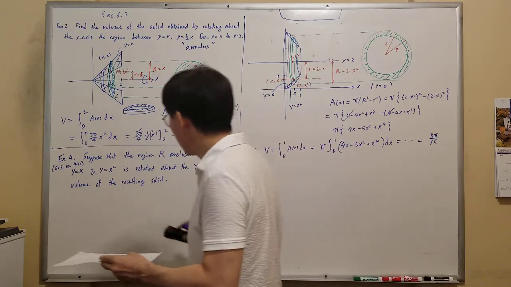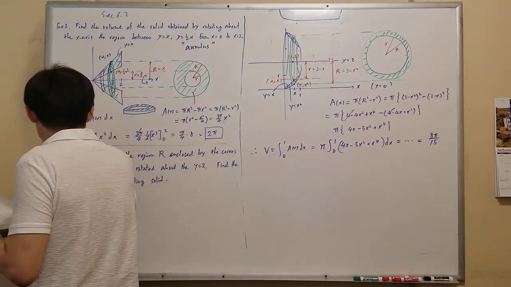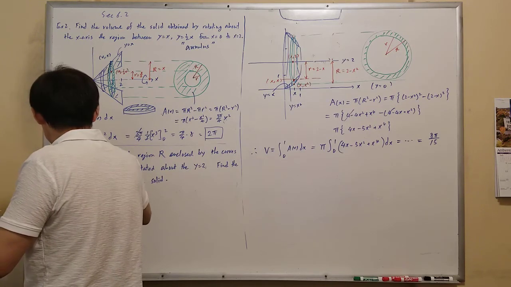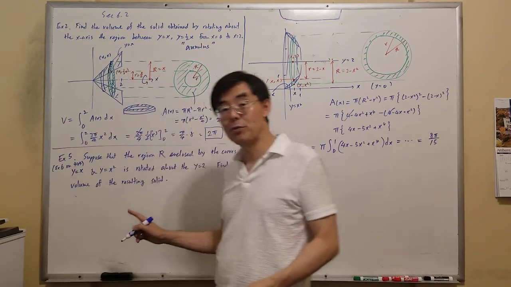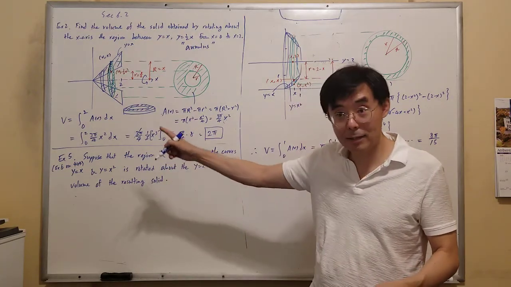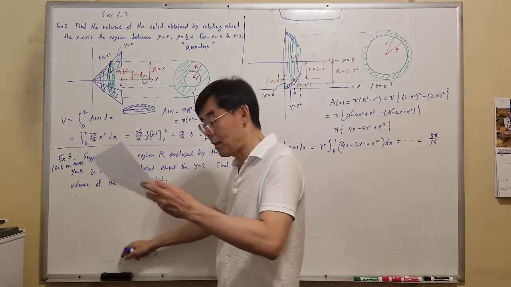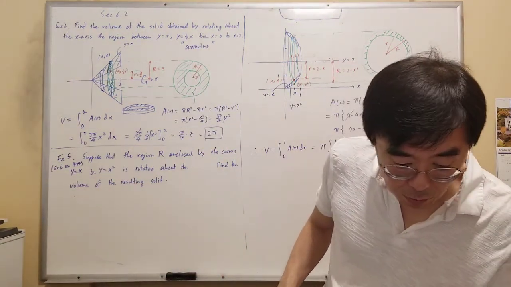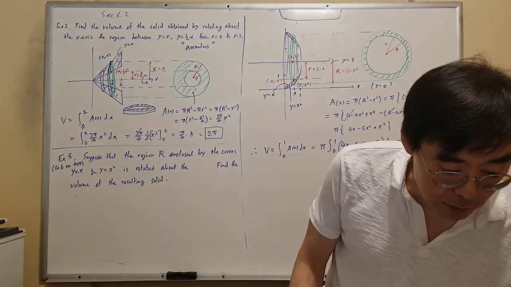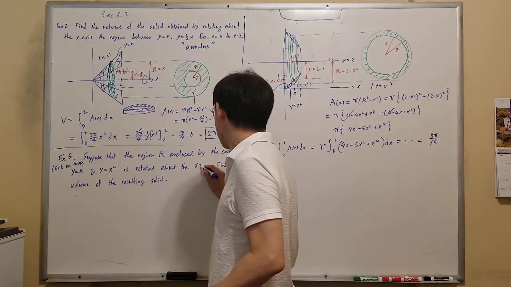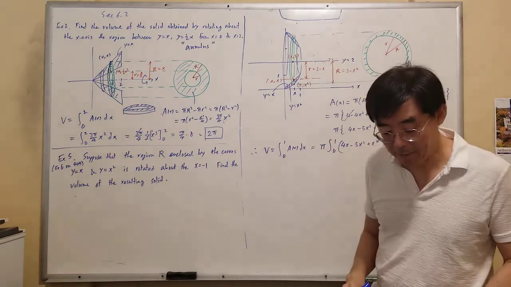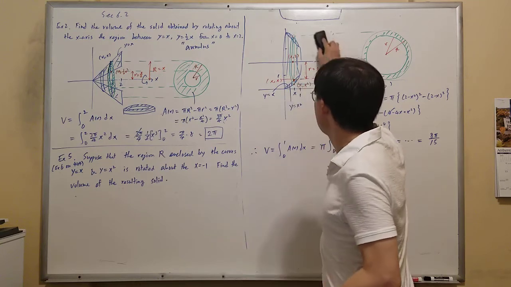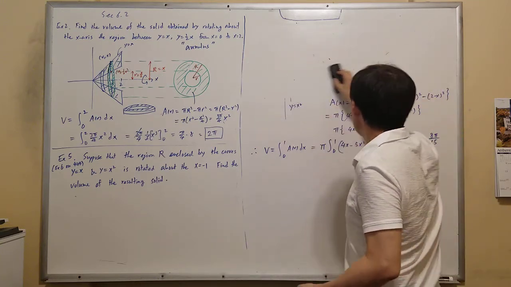Now, this time, next one, example 5, is same as example 6 on page 444. Again, we're going to rotate the same region R as example 3 and 4, but this time rotating around x equals -1. X equals -1. Okay? So same region, but rotating around x equals -1.